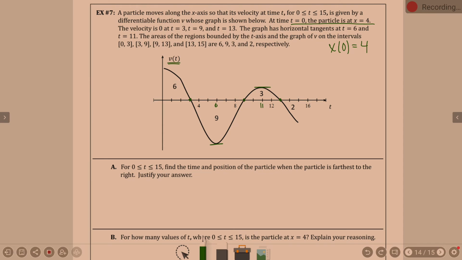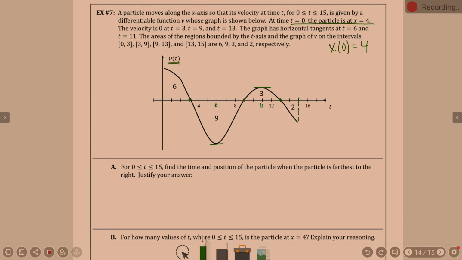The areas of the regions bounded by the t-axis and the graph of v on the intervals, and that is these numbers written in here. So this 6 is the area for that section. 9 is that piece below. 3 is that piece here. And this 2 is the piece from 13 to 15. Okay? That's what we got.